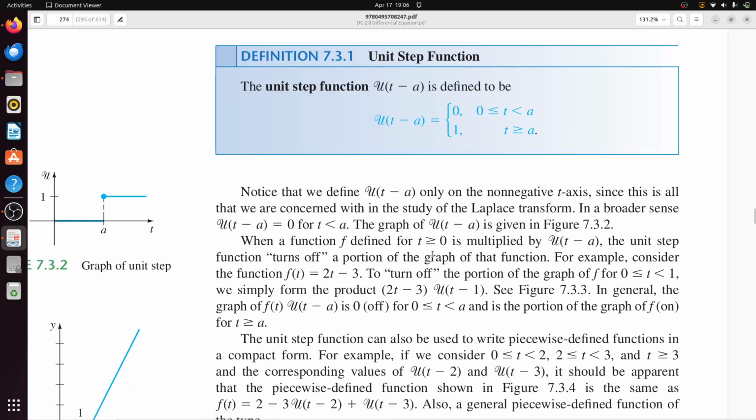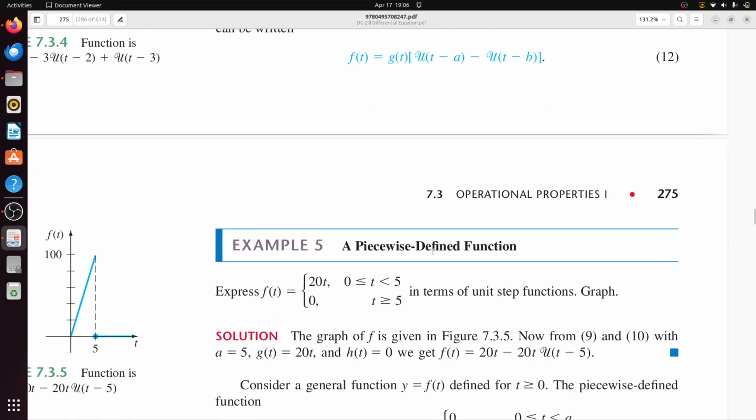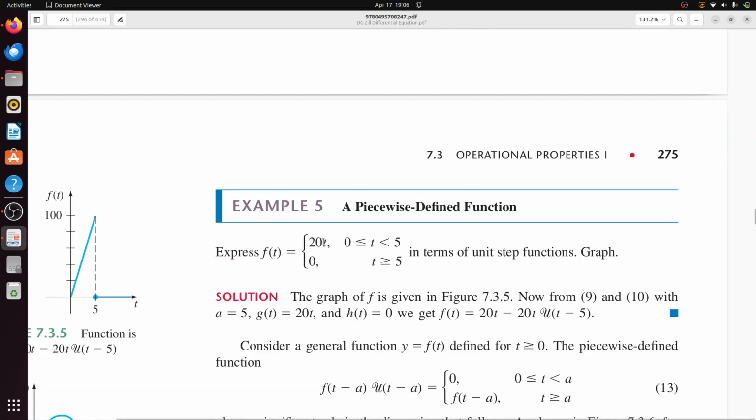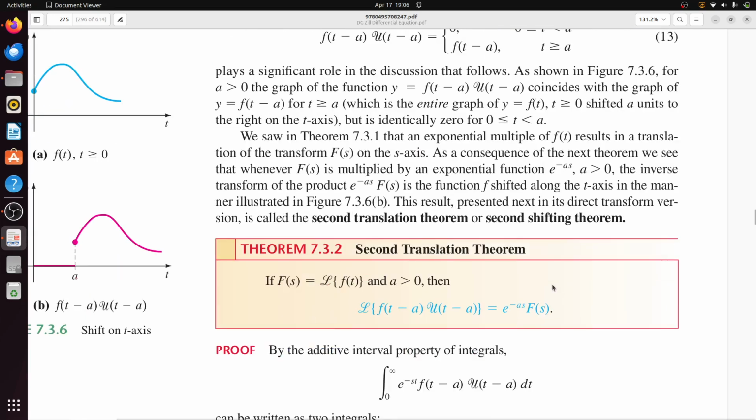So this is a piecewise defined function, 20t if 0 is less than or equal to t less than 5, and 0 if t is greater than or equal to 5, and this is in terms of step function. Okay.